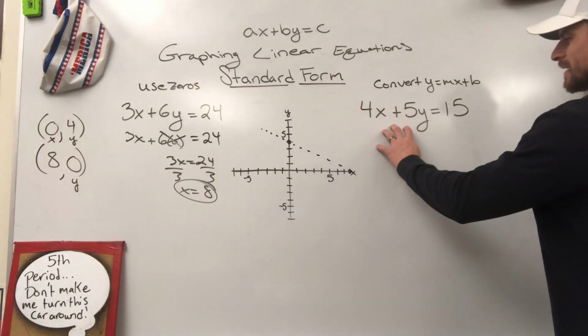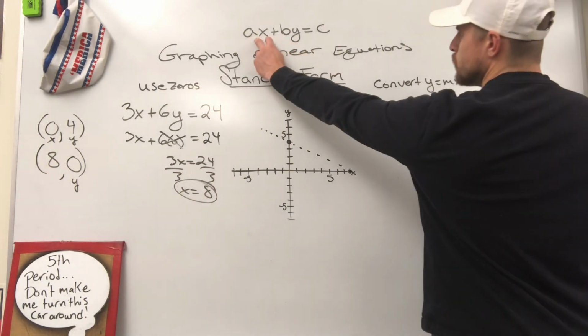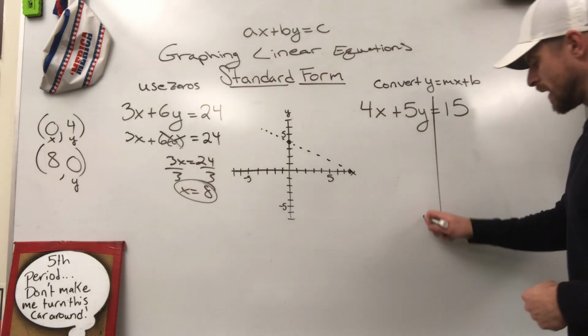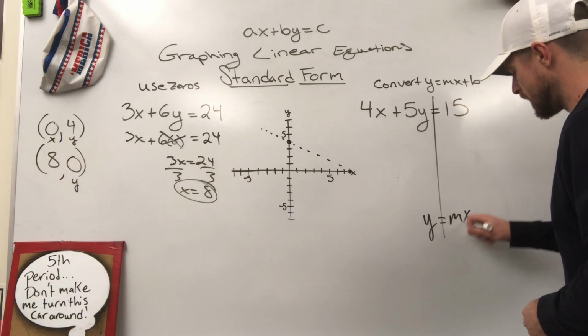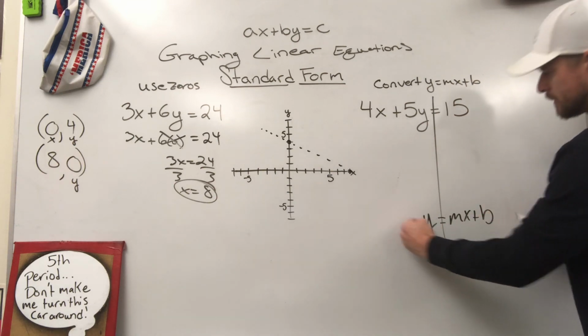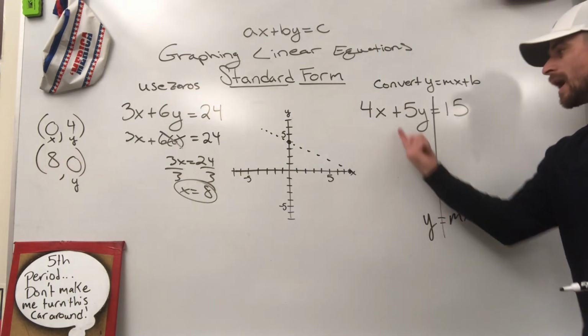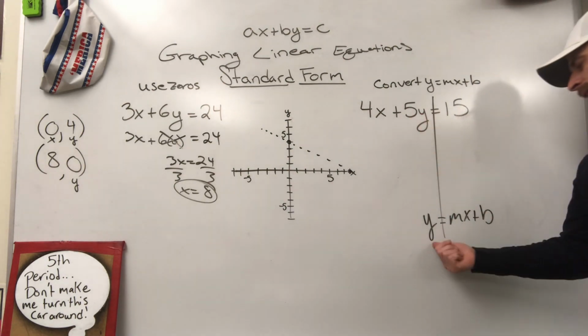Converting from standard form, ax plus by equals c, to a new form, I tell my students, write y equals mx plus b down at the very bottom. Now you know what your goal is. You know what you're trying to get to. We got to get y by itself. That's my goal.